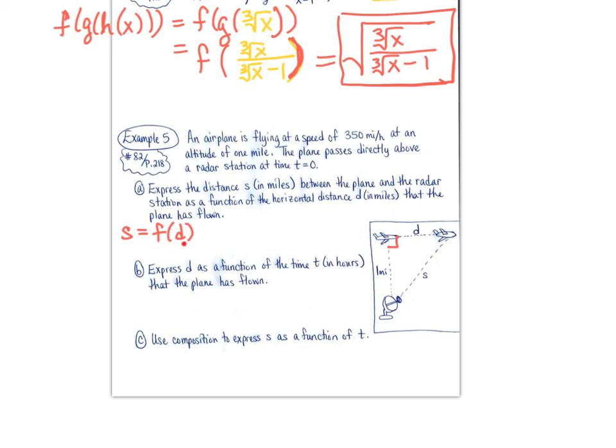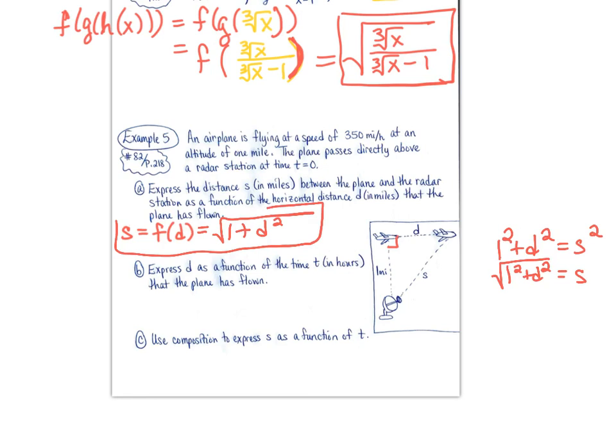So f of d, that's going to be equal to the square root of 1 plus d squared. Remember from the Pythagorean theorem that 1 squared plus d squared is equal to s squared. And we're solving for s here. And we know it has to be positive, not negative. So we just get the square root of 1 squared plus d squared, or in other words, the square root of 1 plus d squared. So this is part A.